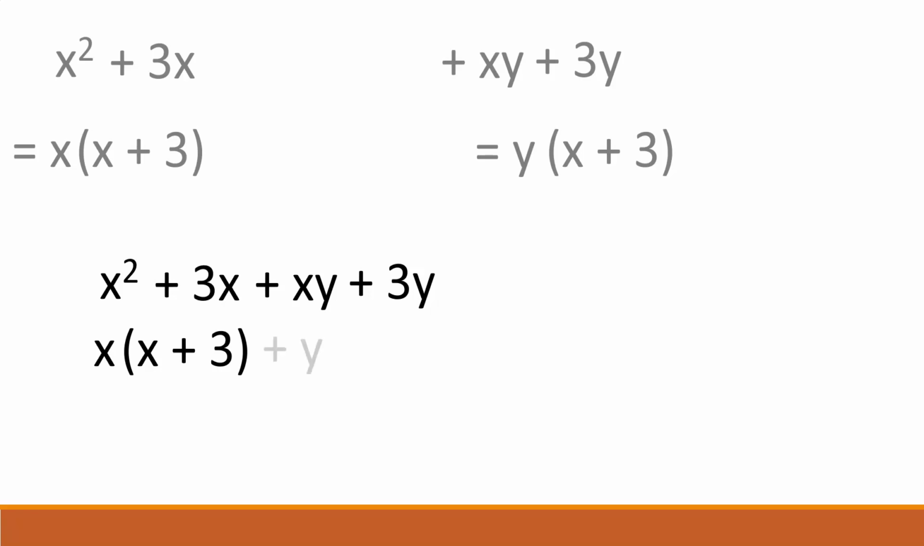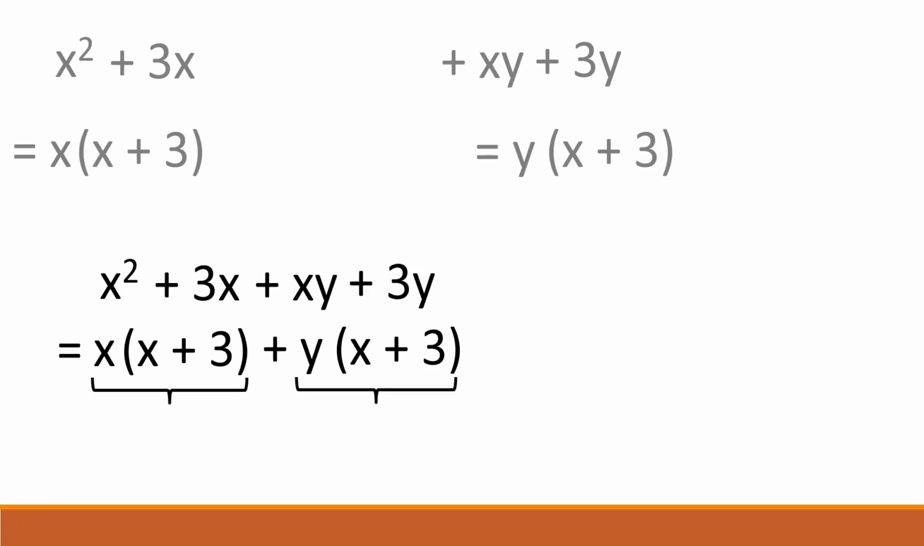And the last two terms had a common factor of y, so we could write them as y times x plus 3. So now we've really created two big terms that each have a factor of x plus 3. So we'll factor that common factor out, and then multiply it times the leftover factors in the terms, which are the x plus y. So there we go. We've got our polynomial factored.